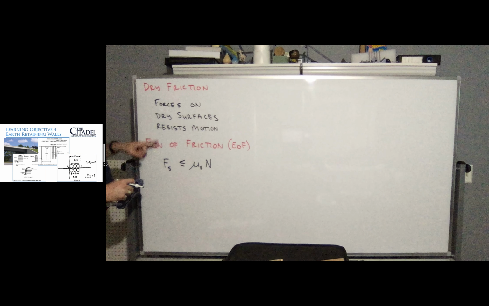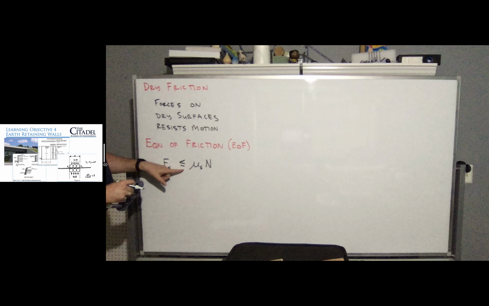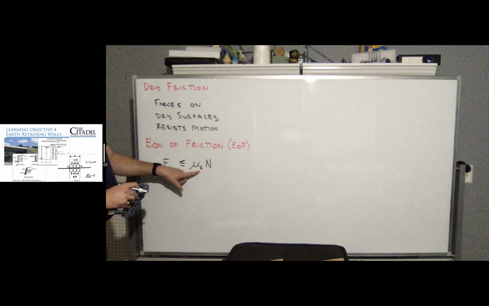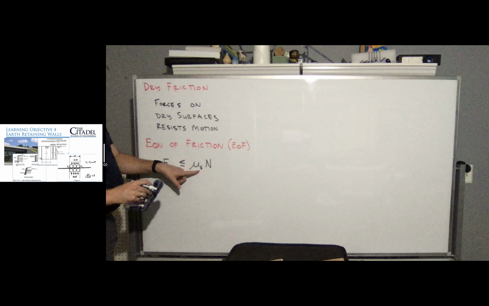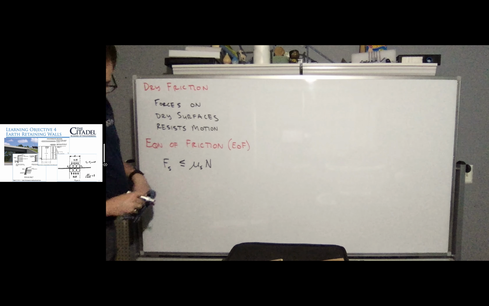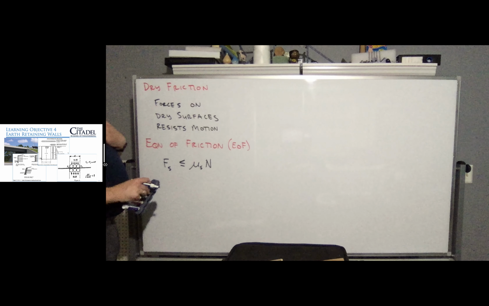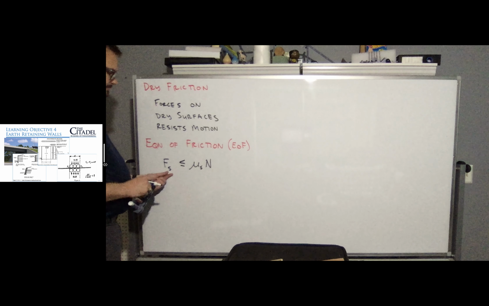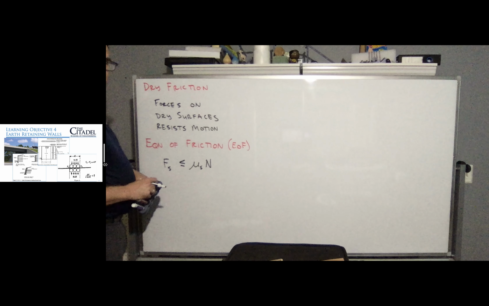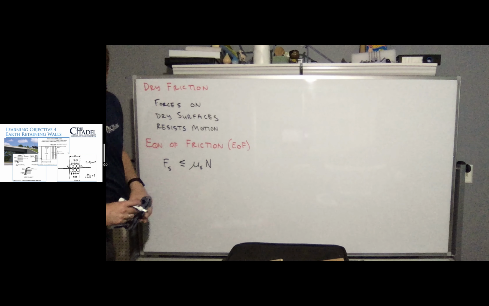The frictional force that's resisting motion is less than or equal to the coefficient of friction, mu sub s, s meaning static friction, as opposed to kinetic friction, something you probably talked about in your physics class, times the normal force. So that's going to be perpendicular to the frictional force. Sometimes I like to write this frictional force as F sub f to remind myself that it's friction, but this s is indicating a static coefficient of friction.